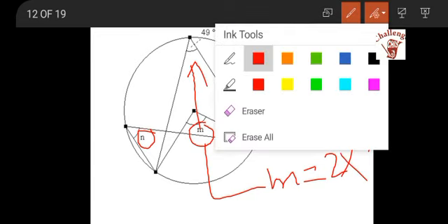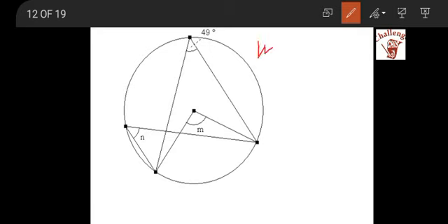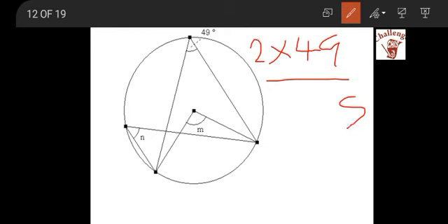Okay, how can we do this? We can say that M equals 2 multiplied by 49, and 2 multiplied by 49 equals 98. That means the answer here equals 98. This is the value of M.